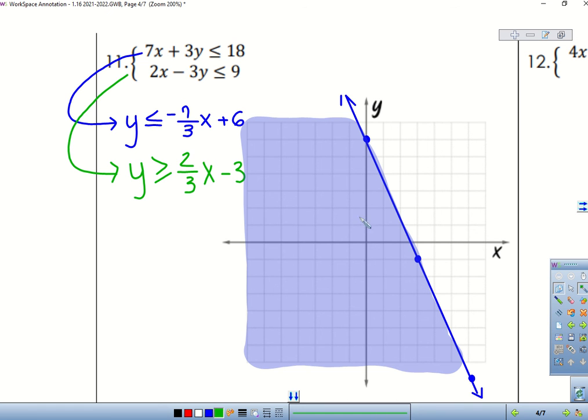And then we're going to do the one in the green. I'm going to start at -3, 1, 2, 3. And I'm going to go up 1, 2, and over 1, 2, 3. I'm going to connect these with a solid line because the inequality has an equal sign underneath it. And then I'm going to be shading that one above or below? Above.